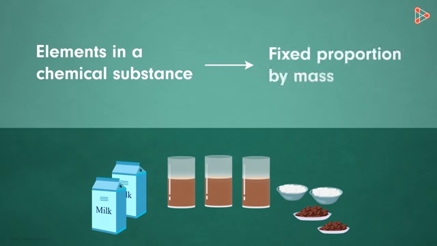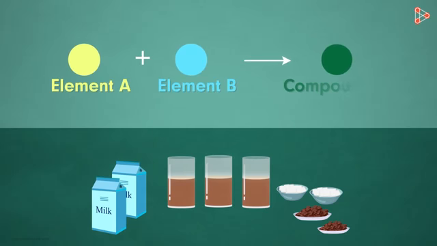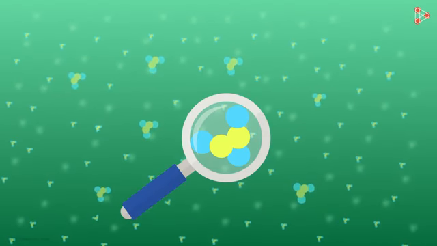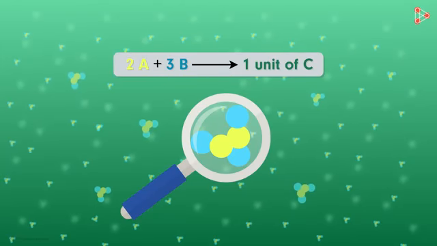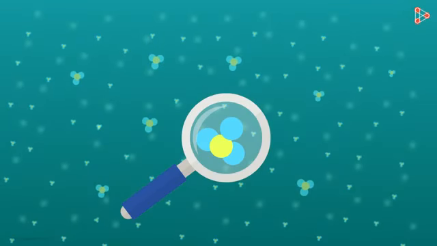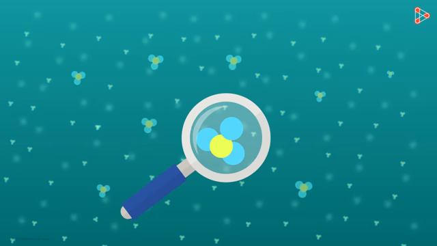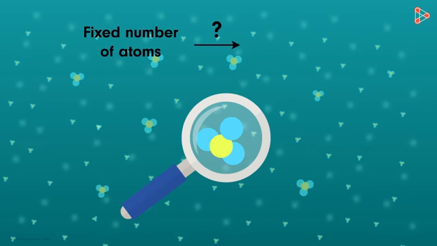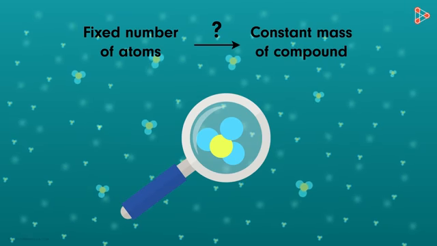Similarly, in any chemical substance, the elements present are always in a fixed proportion by mass. So let us take the example of elements A and B giving us the compound C. Now, if we observe just one single unit of the compound C, then we can notice that it has 2 atoms of element A and 3 atoms of element B. Is it true for all the units making up the compound C? Yes, it means that even if one atom from any of these units is removed or added, then it can no longer be called compound C. It will change to something different. So if the number of atoms is fixed, then the mass will also be constant, right?